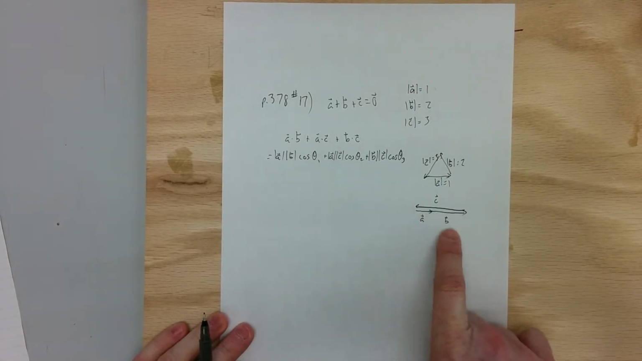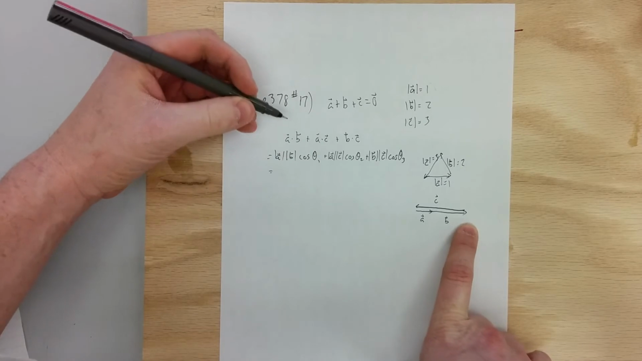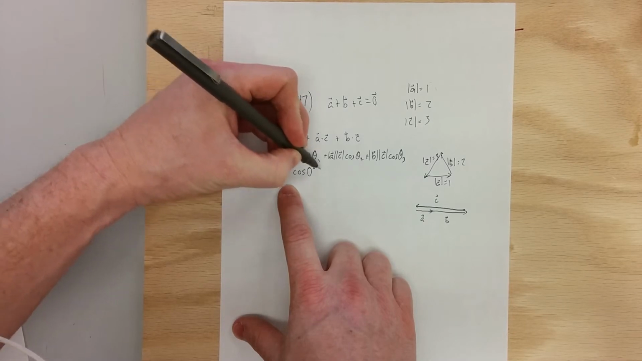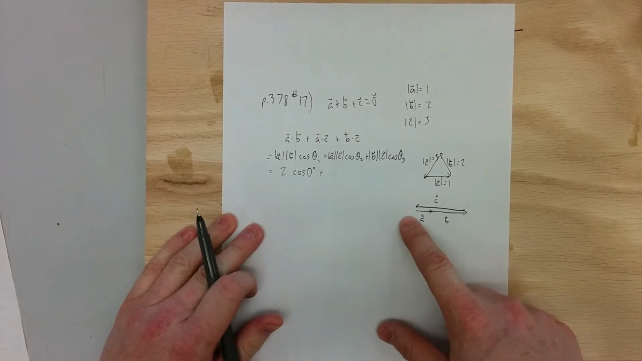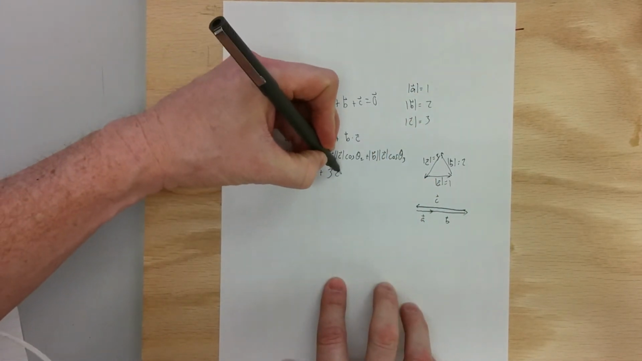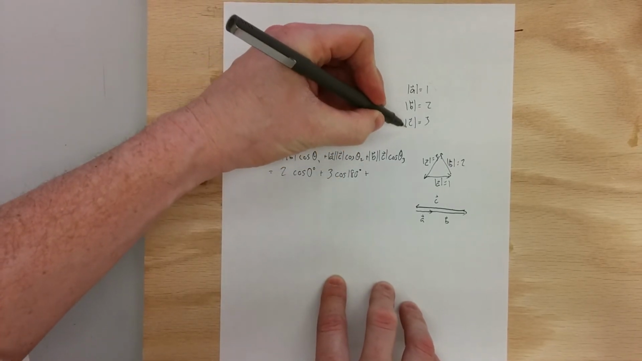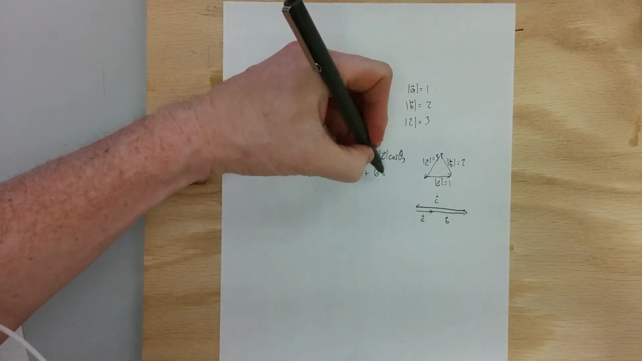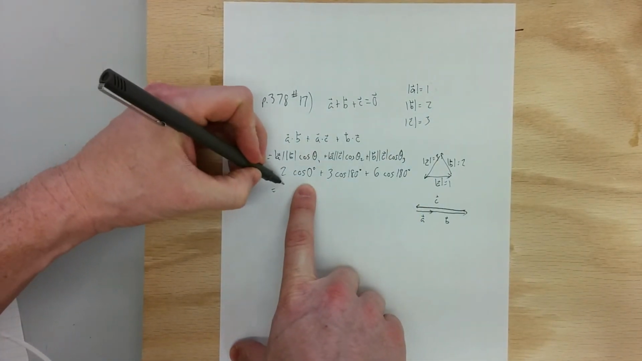So if I look at this, the angle between A and B, they're going in the same direction. That's 0. So theta 1 equals 0. So when I sub these values in, I'll get 1 times 2 is 2 cosine 0 degrees plus. Now, A and C are going in opposite directions, so the angle between A and C is 180. So here I'm going to have 1 times 3 is 3 cosine 180 degrees. Then I'm going to have B and C. That's going to give me 6, and B and C are also going in opposite directions, so that'll be cosine 180 also.